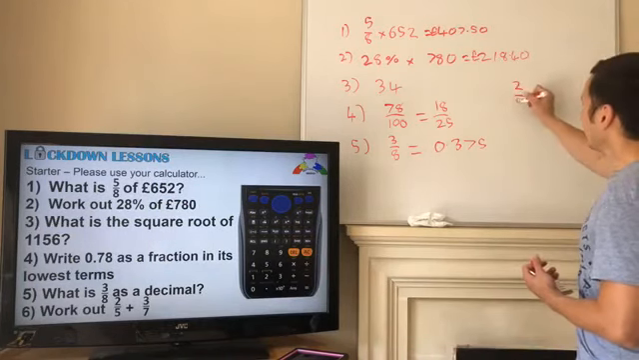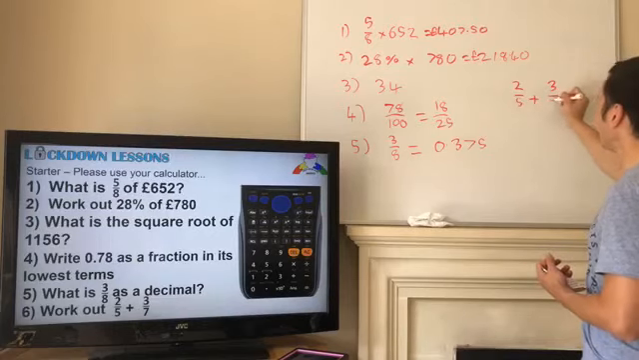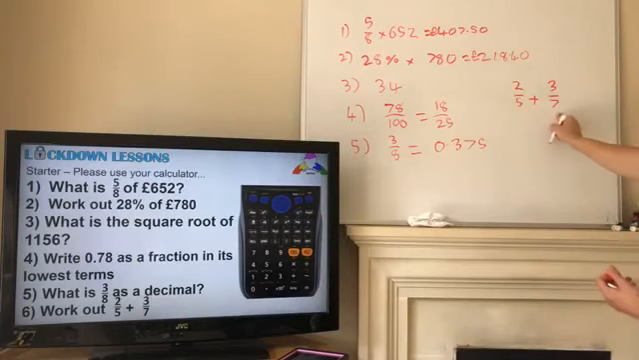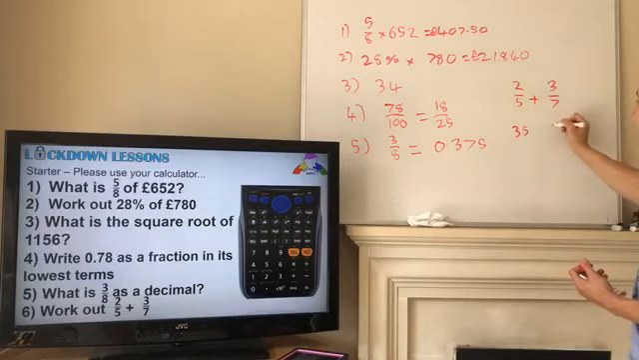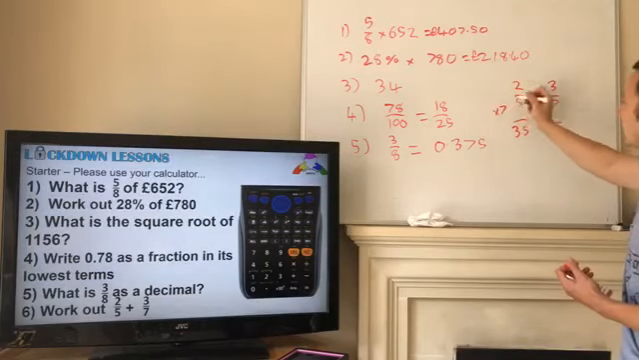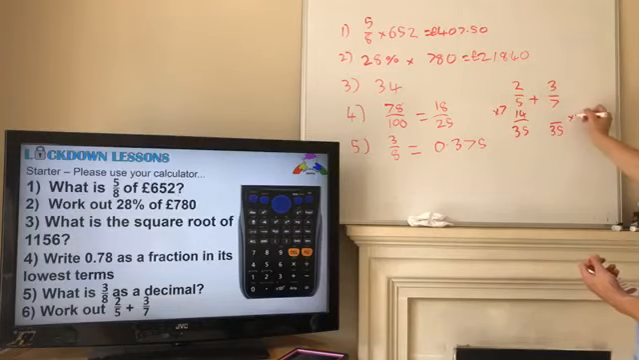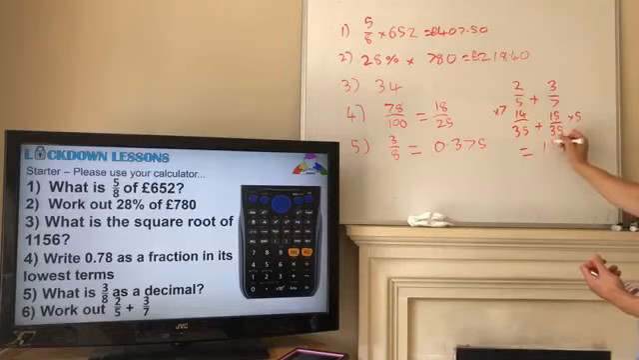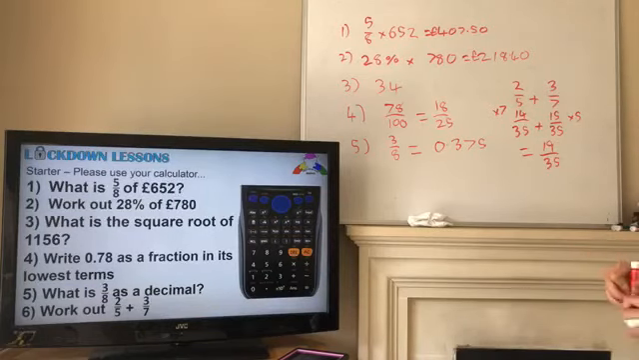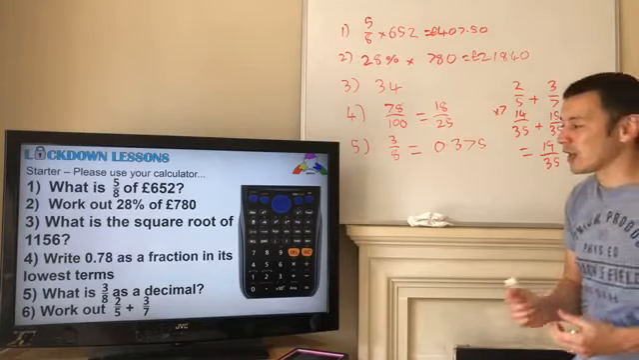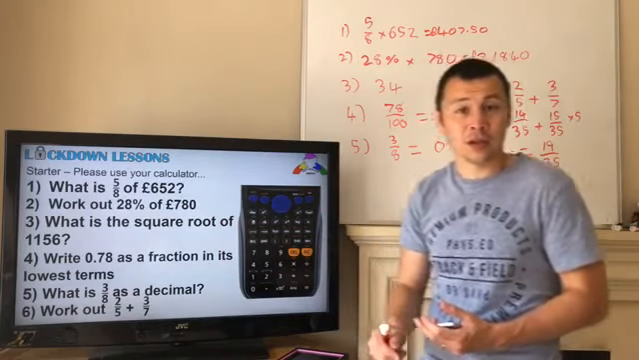do this. 2/5 add 3/7. We will need to make the denominators the same, 35, because that's the lowest common multiple. This one would times by 7, which is 14. This one would times by 5, which is 15. Add them together, gives you 19 out of 35. Okay, that's a great skill to practice, but with a calculator, we don't need to use it.